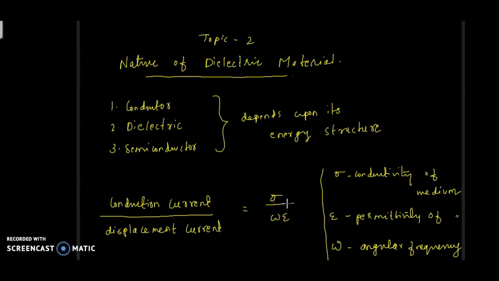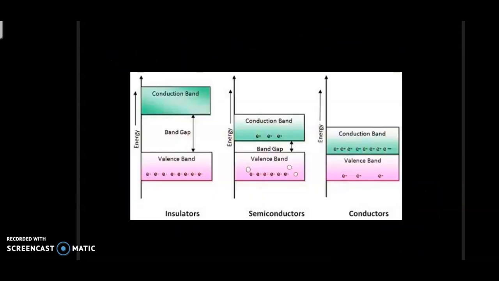Dear students, today's topic is the nature of dielectric materials. Depending on the energy structures, we can classify the materials into three categories: conductor, dielectric, and semiconductor. And here we have a look at the classification of insulator, semiconductor, and conductor based on its structure.